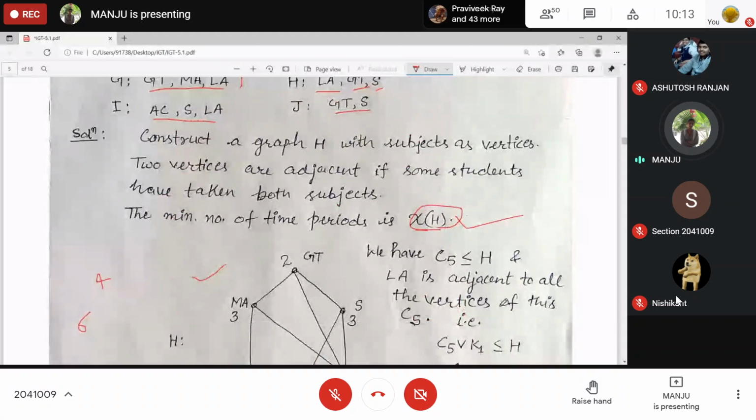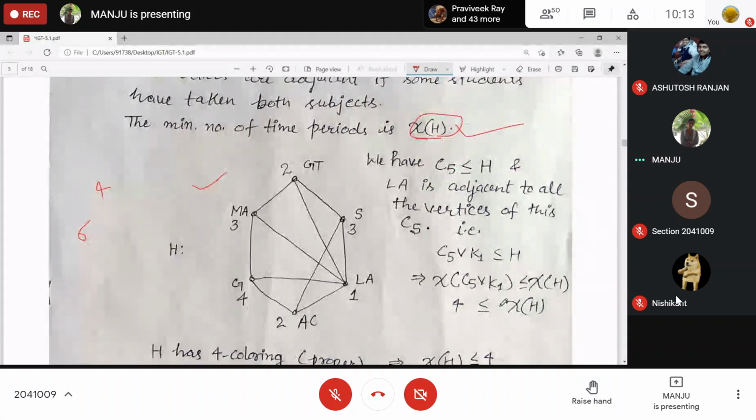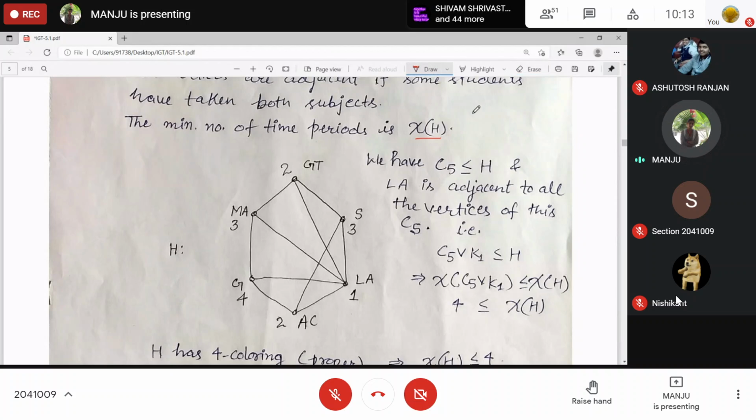Still you have a doubt? Yes, Ashutosh Ranjan? Yes, ma'am. I'm trying to. Okay, you are trying to. Okay, tell me where you have the doubt. Again the same doubt, related to the chromatic number.